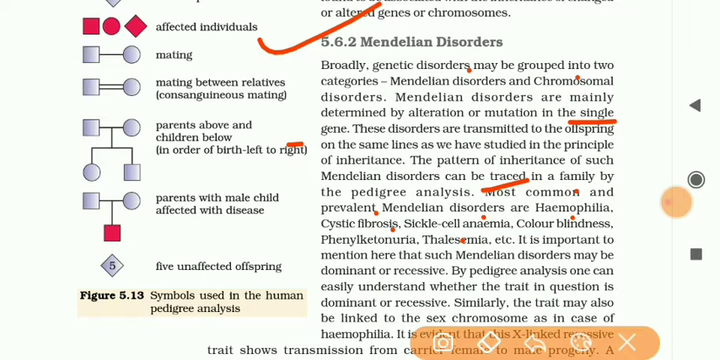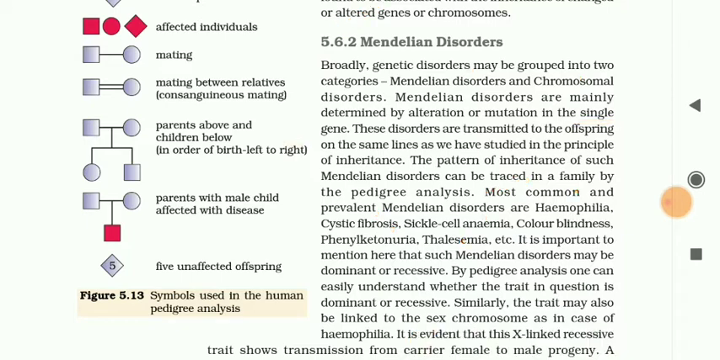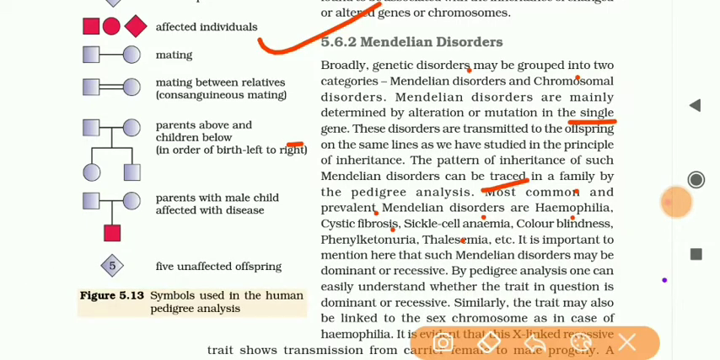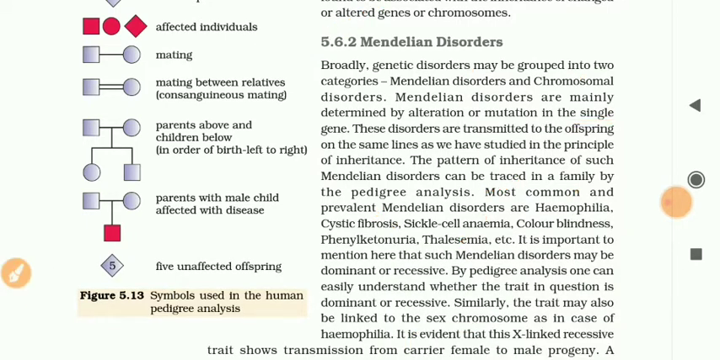Okay? This is the example of Mendelian disorders. Mendelian disorder means it occurs due to a change in a single base pair, and the examples you have seen here are hemophilia, cystic fibrosis, sickle cell anemia, color blindness, phenylketonuria, and thalassemia.